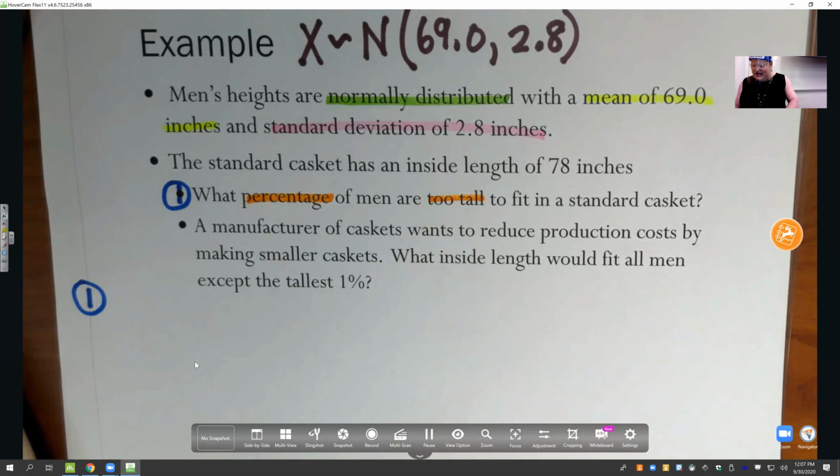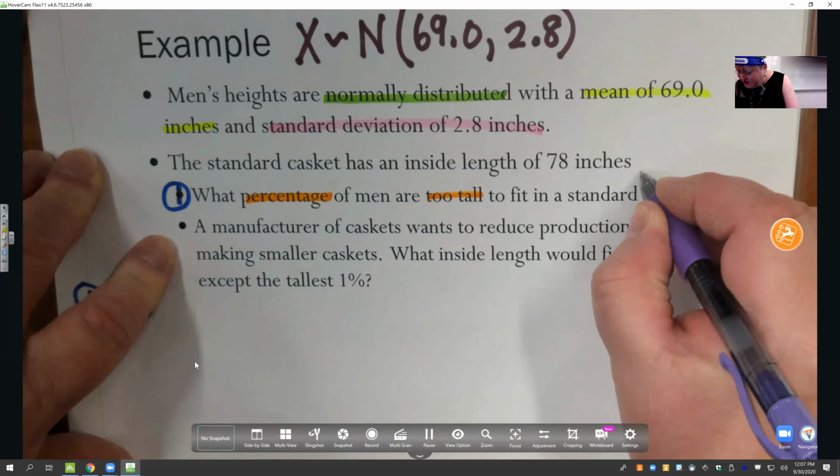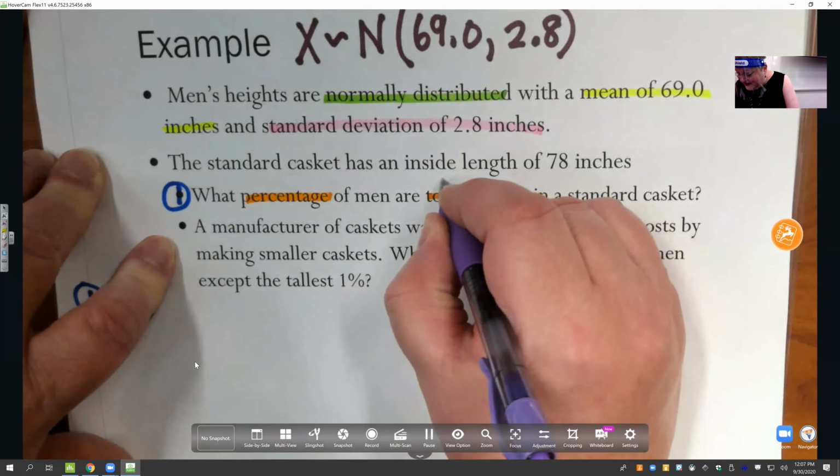Taller than the casket, and the casket is 78 inches. So we're really saying that the men are greater than 78 inches. So sometimes you have to think about what that means, okay, because they don't make it abundantly clear. So let's see if we can draw ourselves a picture.